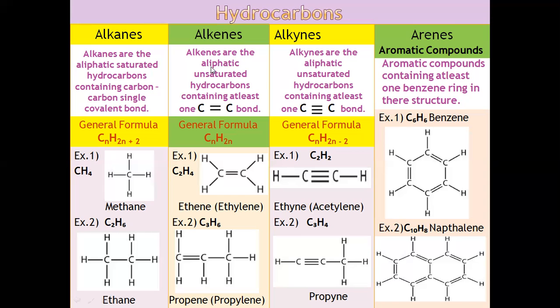Alkenes are the aliphatic unsaturated hydrocarbons containing at least one carbon-carbon double bond. I repeat, alkenes are the aliphatic unsaturated hydrocarbons containing at least one carbon-carbon double bond. Aliphatic means open chain or branching compounds. Unsaturated means the compound contains a carbon-carbon double bond or carbon-carbon triple bond, that is, a multiple bond.